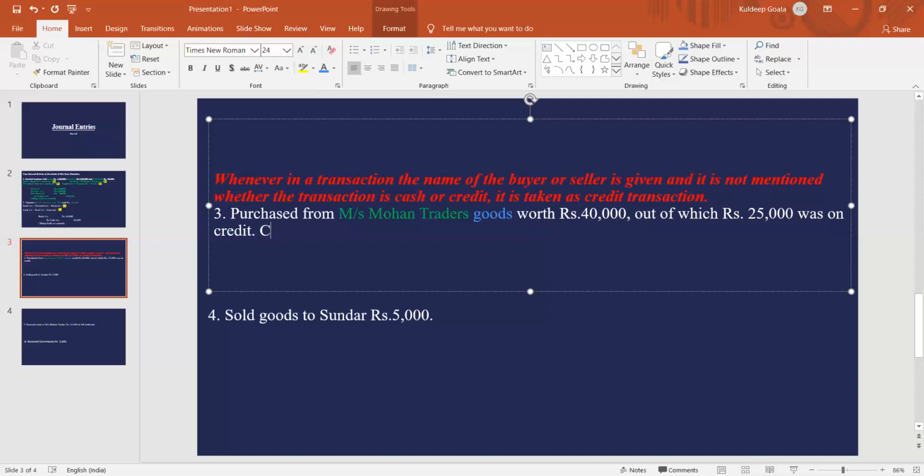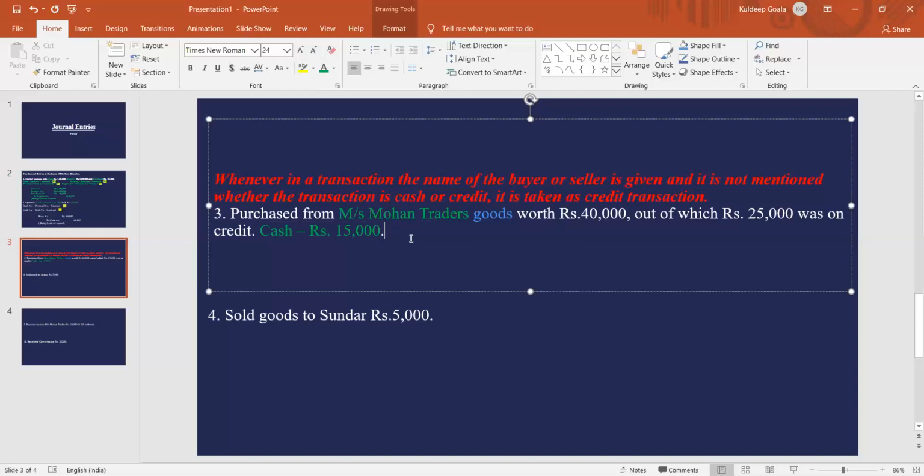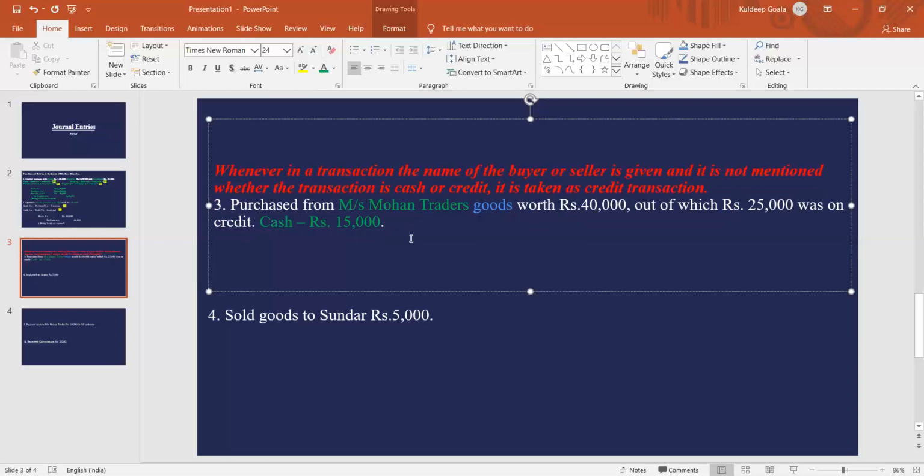That means what is the cash? What is the cash transaction? Cash is rupees 15,000, right? So another item we got is cash. Clear, everyone? Another class we got is cash. So what are the items we are getting from here? First one, Messrs. Mohan Traders.